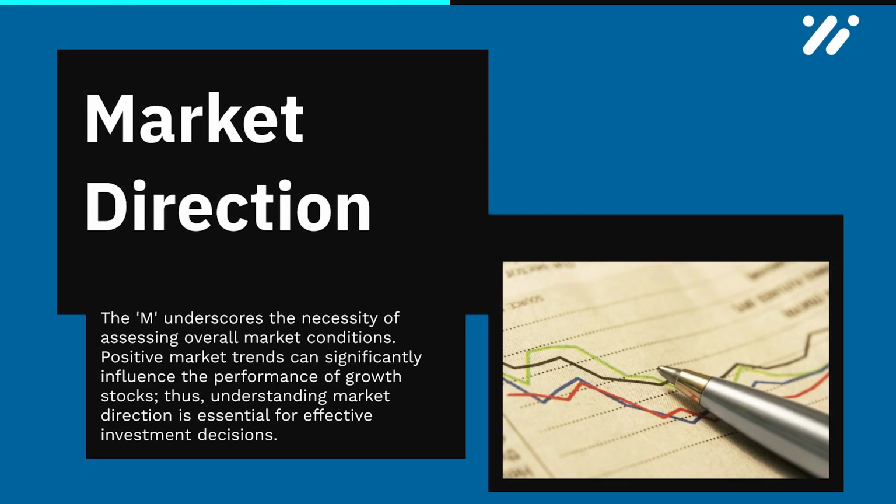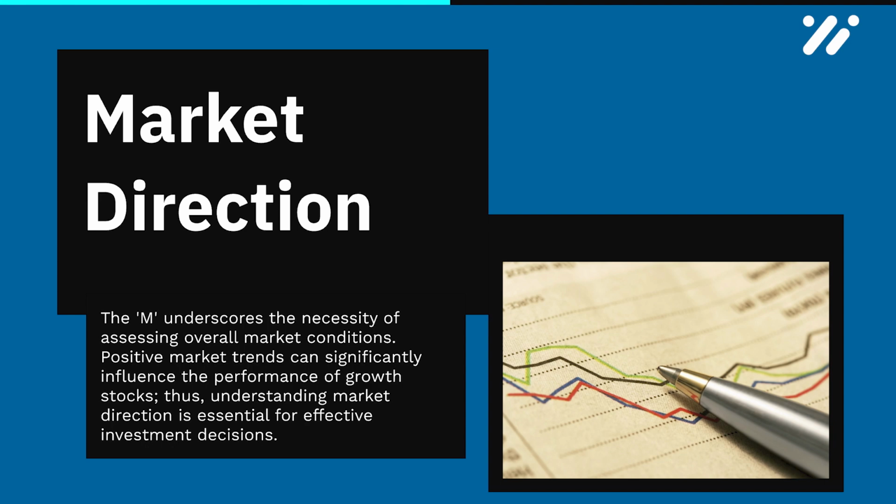The last alphabet, M, market direction. The M represents the overall market direction, which O'Neill believes is critical to the success of any stock. Even the best growth stocks may fail to perform well if the broader market is in a downturn. O'Neill advises using tools like technical analysis, specifically chart patterns, to assess the health and direction of the market.